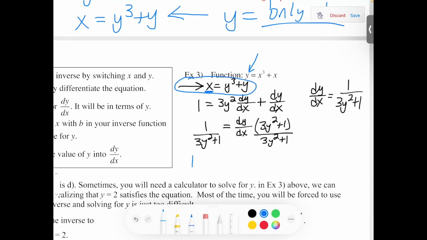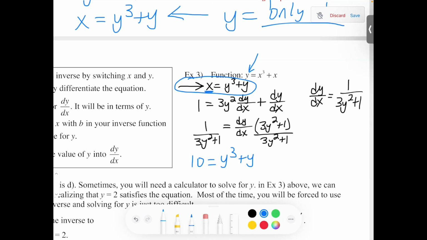The x value they gave us was 10, and that's equal to y to the third plus y. Sometimes we can't really solve equations without a calculator, but in this case, we can solve it by inspection.